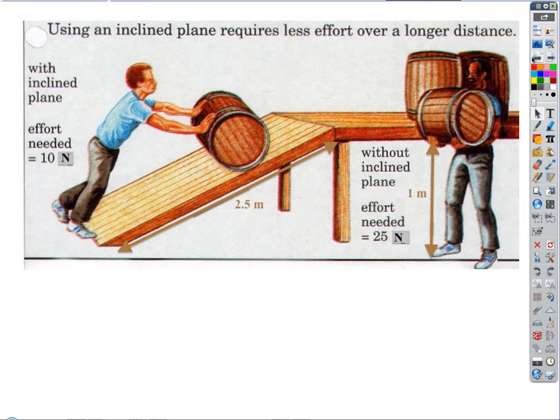Okay. So it's more force to do that than... So ideally, if it's a perfectly efficient machine, you're going to multiply your input force by 2.5. You're going to have to apply 2.5 times less force rolling it up the ramp than you would picking it up directly, right? Okay.